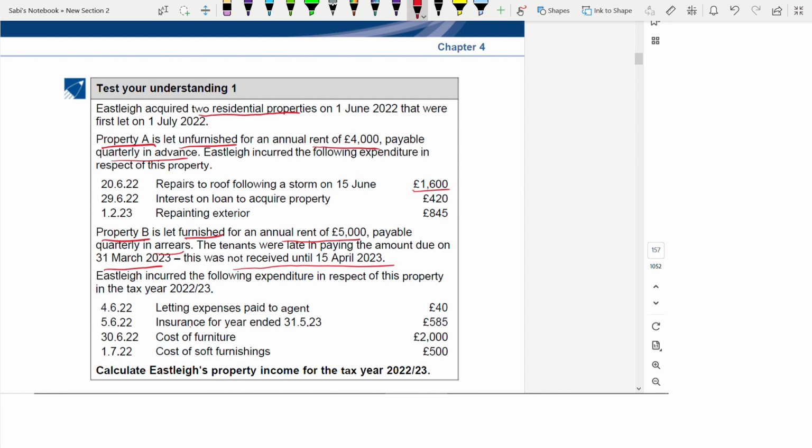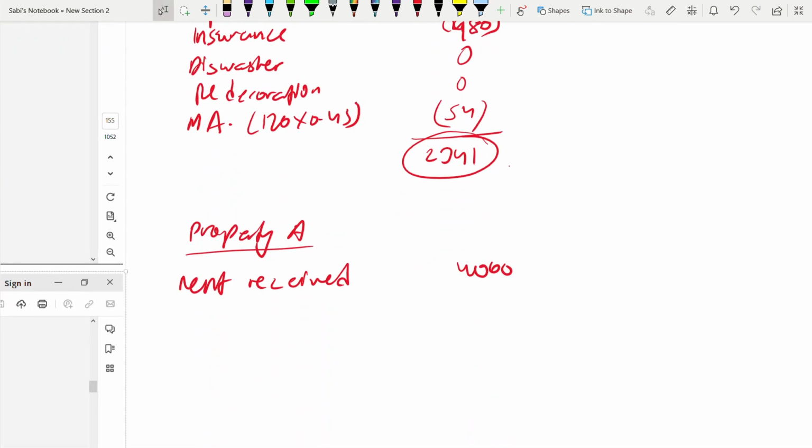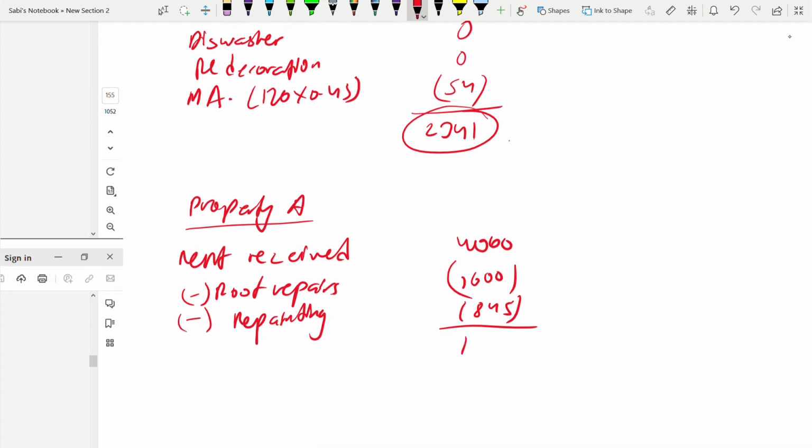What about interest on loan to acquire property? Can you take it? This. No, you can't take, but you can claim 20% deduction when you calculate tax. Repainting exterior, this also you can take. You always have to look at the days whether it falls in the tax year or not. You have paid, and they are revenue expenditure, not capital expenditure. So you can take. So deduct roof repairs 1600 and deduct 845 repainting exterior and get your profit 1555. Okay, this is for property A.